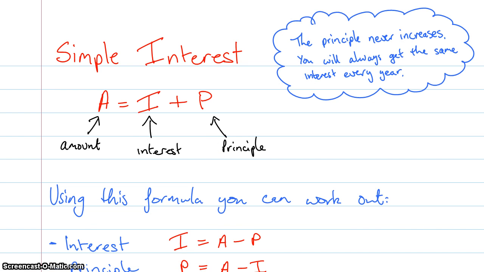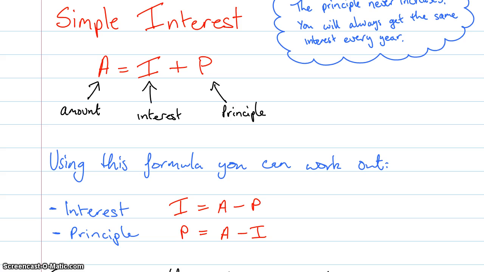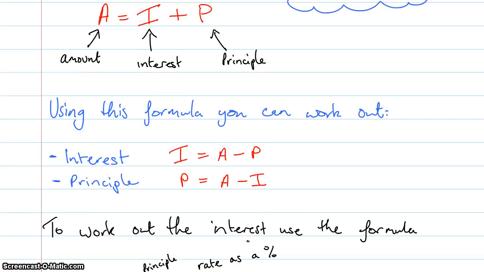And using that formula, you can work out other things. You can rearrange that formula and find out the interest, which would be A minus P, if you minus P on both sides. Or if you wanted to work out the principal, you minus I on both sides, and you get that. So now I'll show you the simple interest formula.